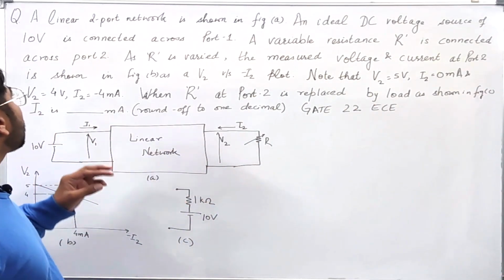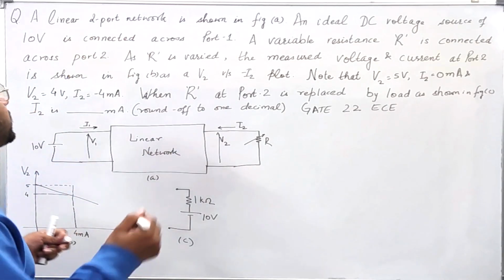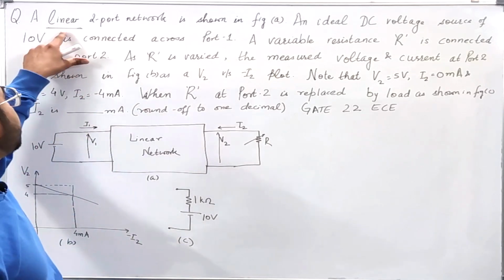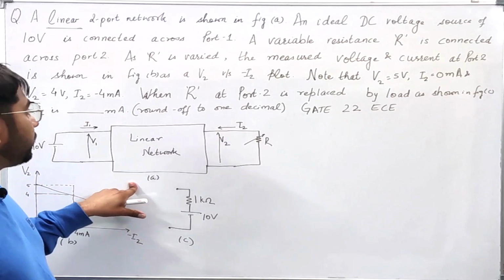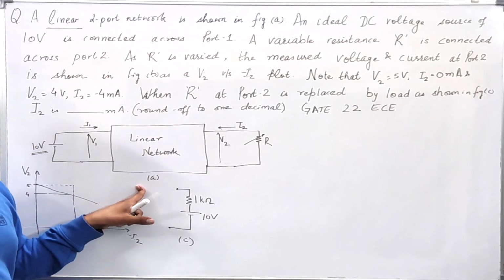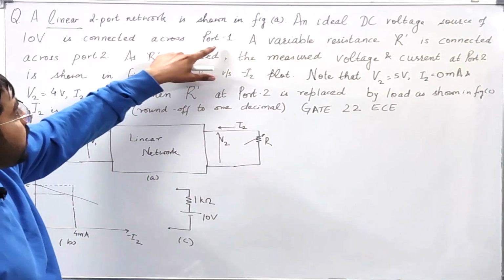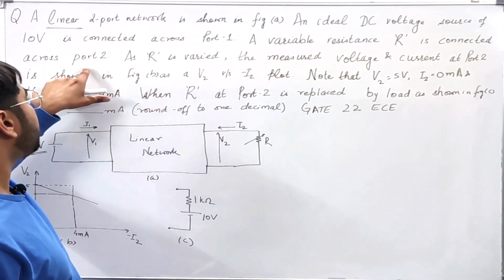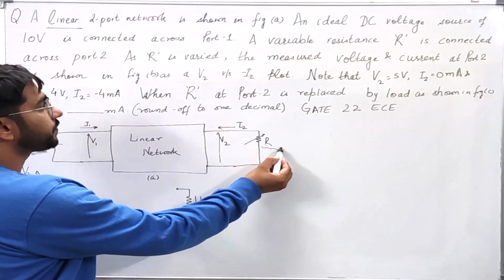Here we are told that there is a linear two-port network. Here we must understand that this word linear is very important. This linear two-port network is shown in figure A, where we have applied an ideal voltage source, which is a DC voltage source of 10 volt, and we are told that there is a variable resistance R which is connected to port 2 of this linear network. So this is a variable resistance.